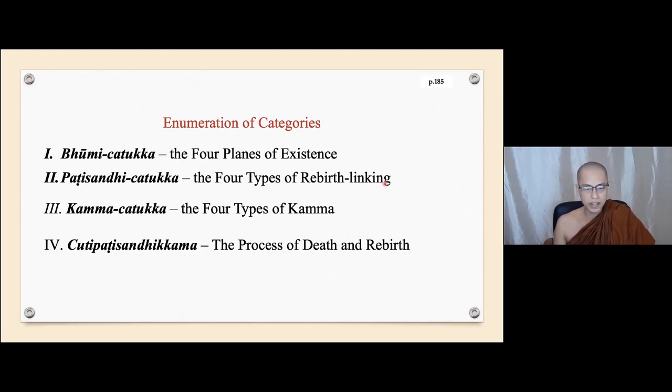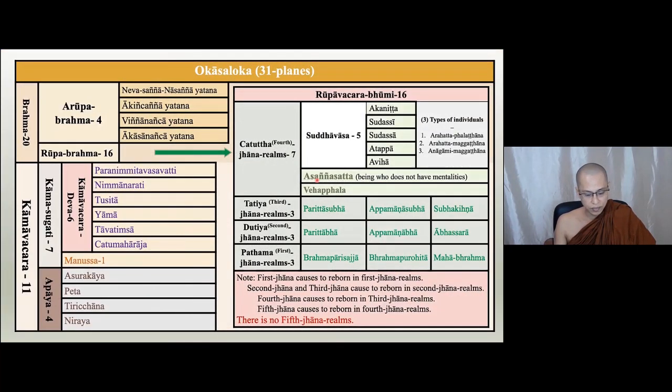Okay, let's continue today's lesson. Here, Agasa Loka, the 31 planes of existence. We already studied this in chapter 2. So here, Brahma world 20 and Kama world 11. So this is the sensual plane of existence, 11. So altogether, 31 planes of existence. And in the Kama world, the sensual sphere, the 11 are subdivided into two: four apaya, which is translated as woeful states, and seven beautiful planes of existence, Kama Sugati.